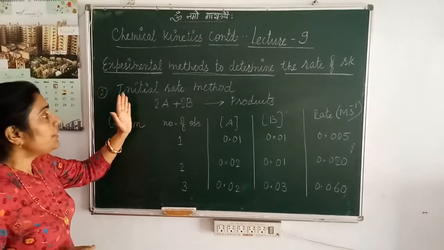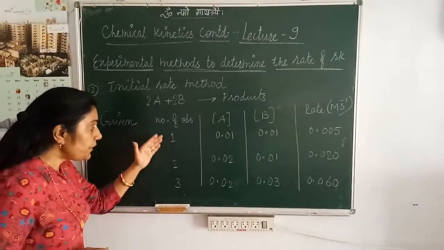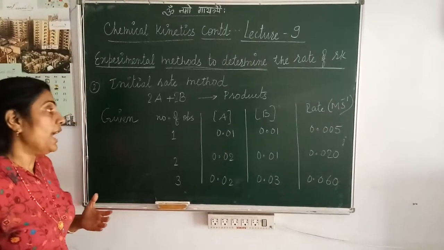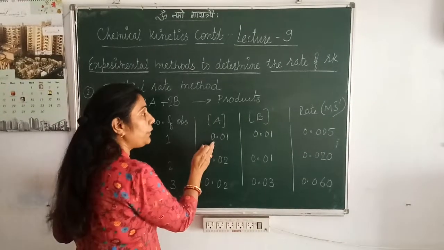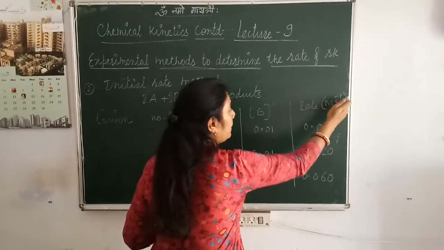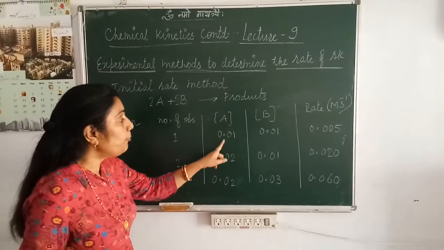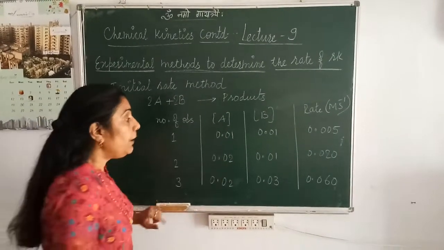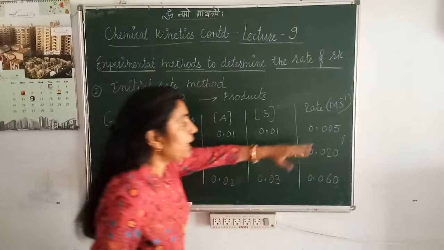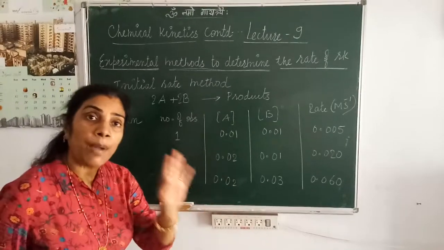In the initial rate method, on the basis of experimental observations, we determine the order of reaction. Suppose the initial concentration of A and B are both 0.01, and the rate is 0.005 molarity per second. When you change the concentration of A from 0.01 to 0.02, keeping the concentration of B constant, the rate increases from 0.005 to 0.02. So the rate increases by 4 times.